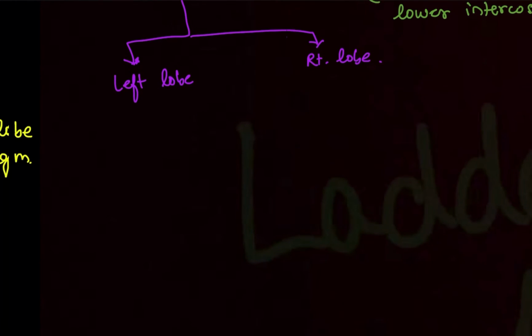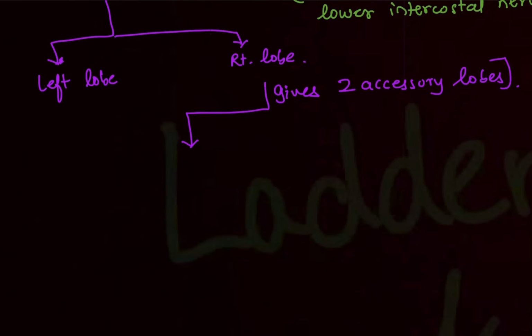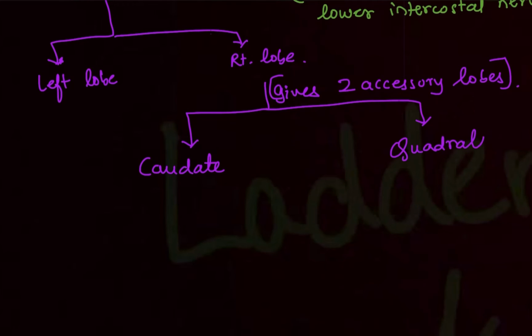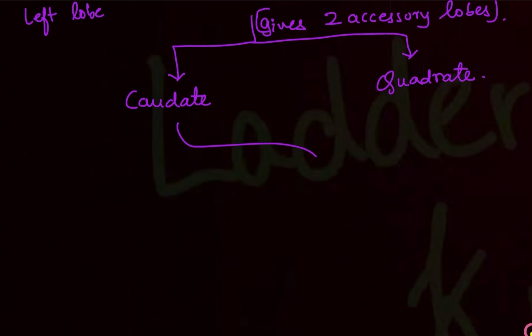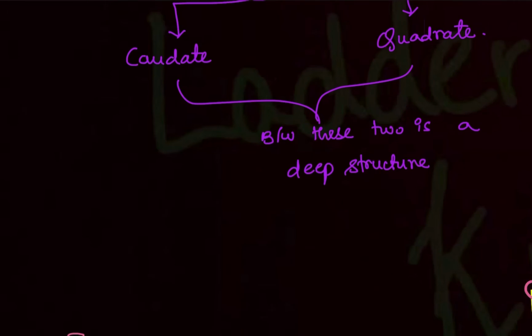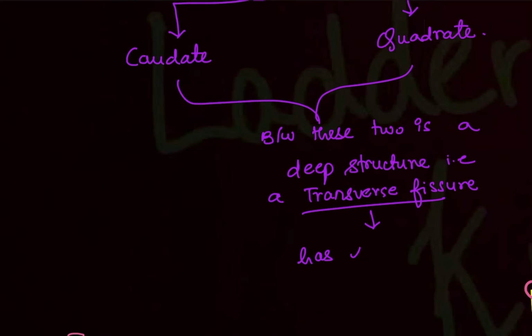Now this right lobe further gives two accessory lobes. So write down the two accessory lobes. One is the caudate lobe and another is the quadrate lobe. And between these two, write down, is a deep structure, that is the transverse fissure, and this transverse fissure has the porta hepatis.